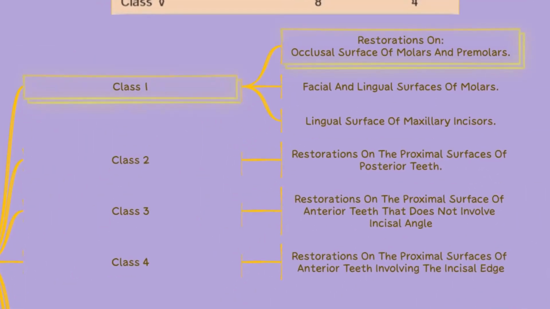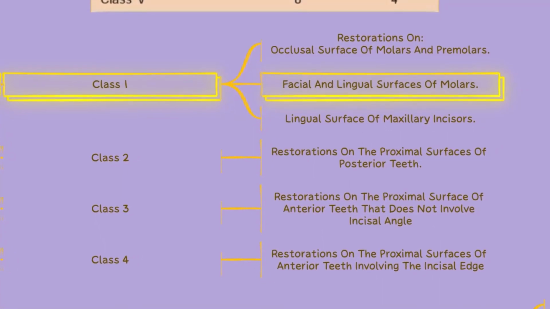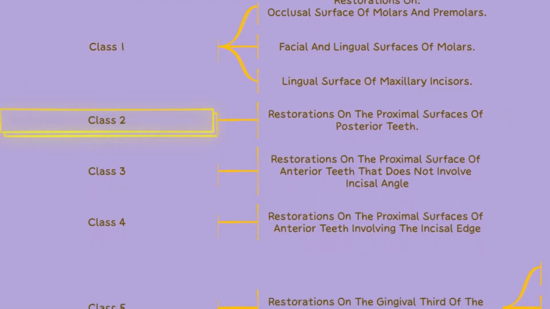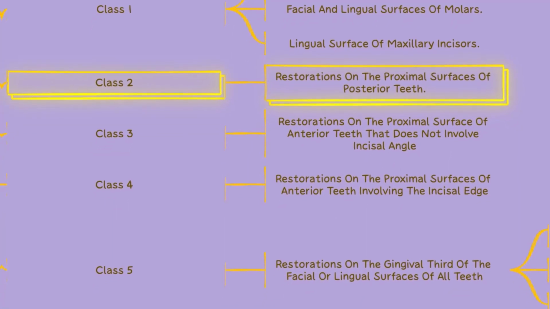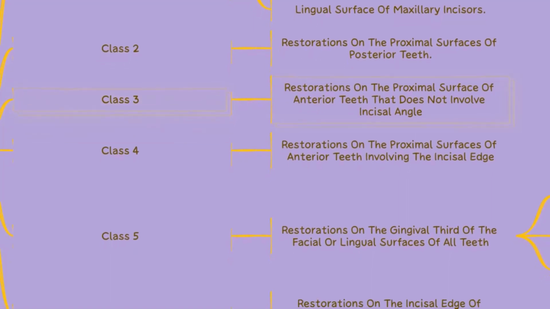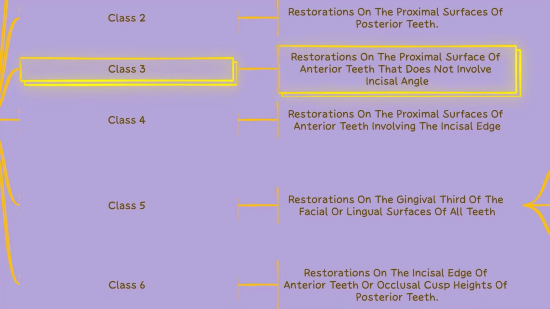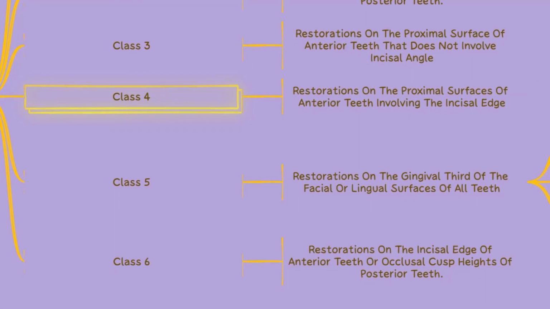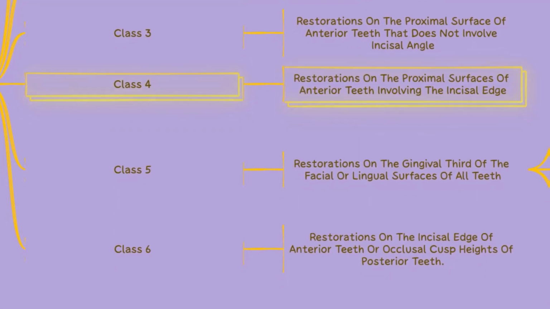Class 1. Restorations on the occlusal surface of molars and premolars, the facial and lingual surfaces of the molars, and the lingual surfaces of the incisors. Class 2. Restorations on the proximal surfaces of posterior teeth, that is the molars and premolars. Class 3. Restorations on the proximal surfaces of anterior teeth, that is the incisors and canines, not involving the incisal edge. Class 4. Restoration on the proximal surfaces of anterior teeth involving the incisal edge.